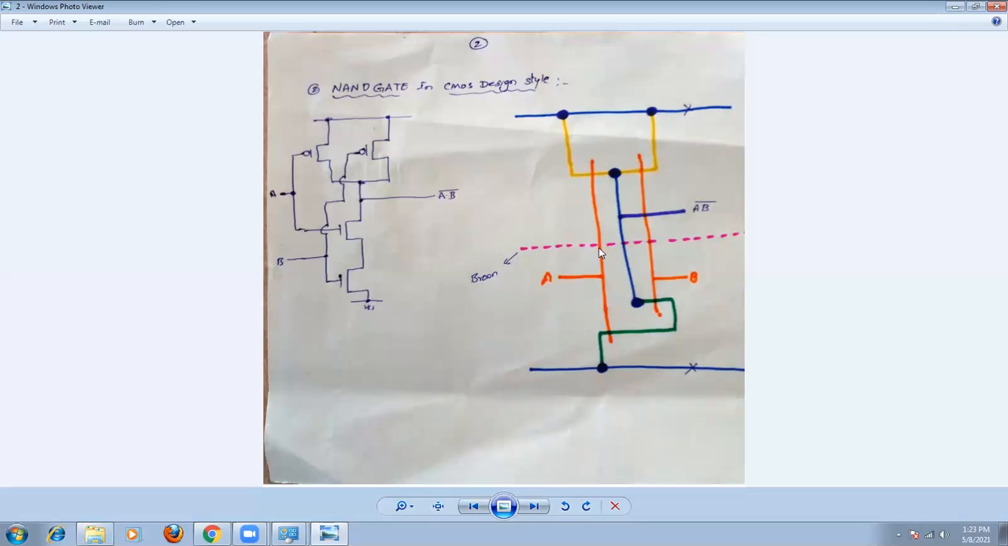Only polysilicon and metal layers will cross the demarcation line. So draw a line like this. It must cross, otherwise no transistor will form. Here also it must cross. Cross the diffusion. The transistor will form here, and the transistor will form here. So the common point is input A. That is the first transistor over.